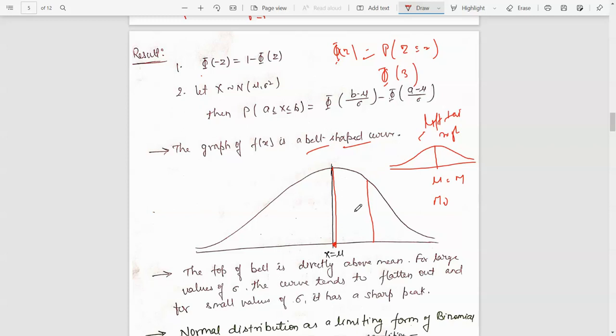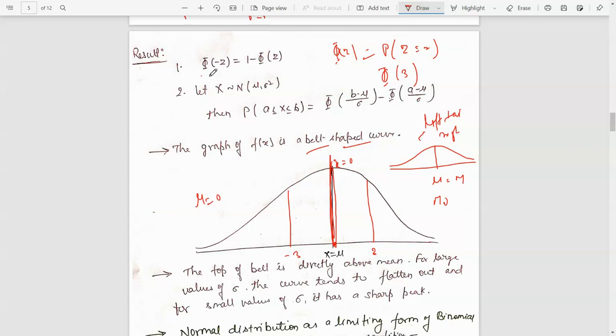We know that for a standard normal distribution, the mean is equal to zero. So the peak is at x equal to zero. Phi of 3 means it's going to be something like here, and phi of minus 3 means it's going to be something like here. You can just visualize this by the graph. So here is a theorem.